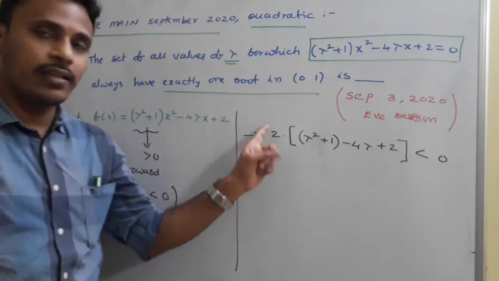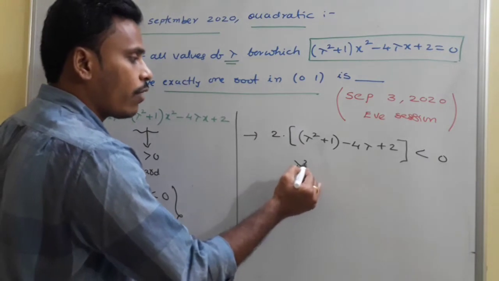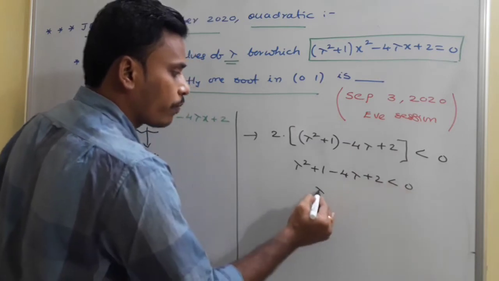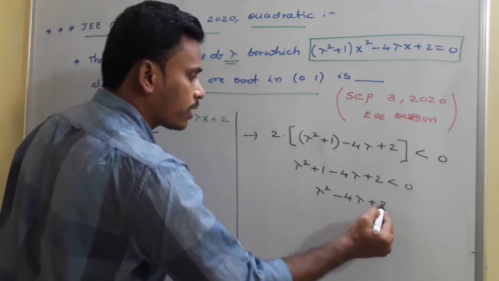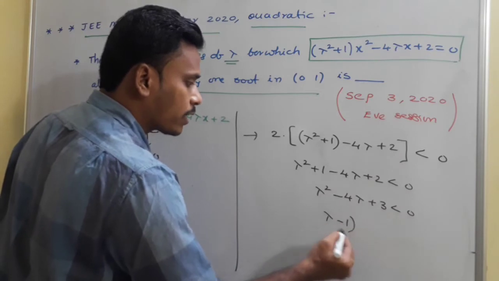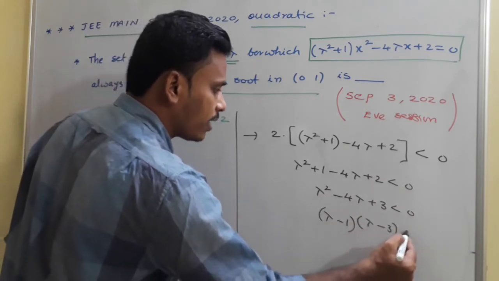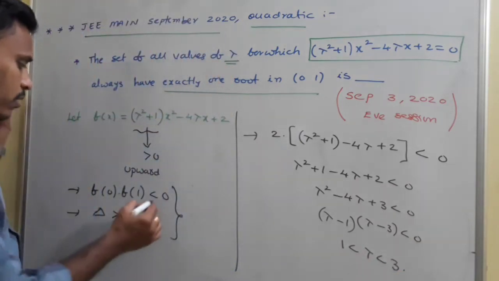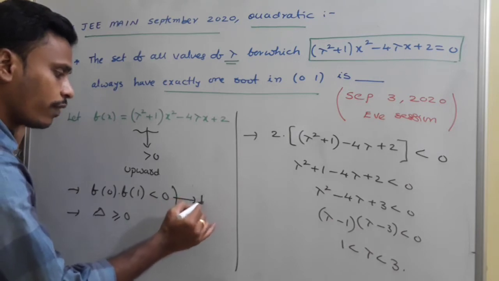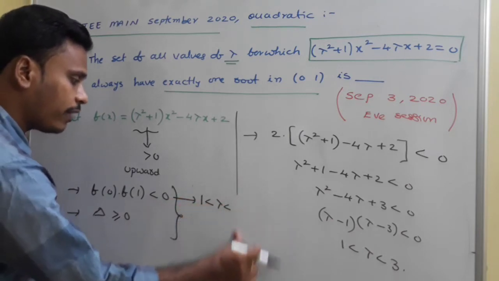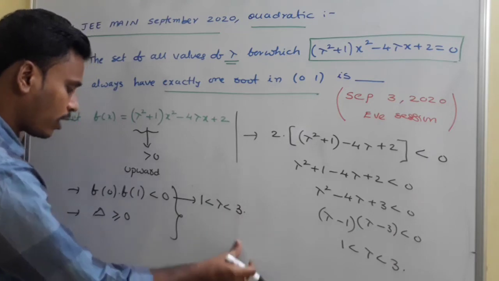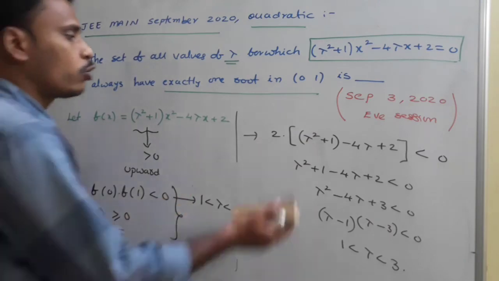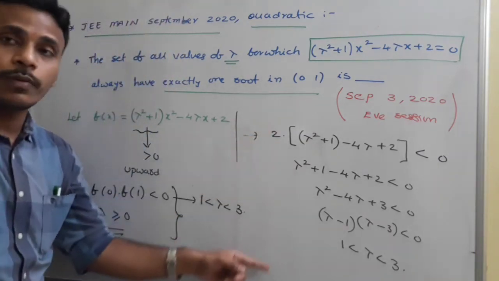So you just directly send this to that side. And on simplification, what we have? Lambda square plus 1 minus 4 lambda plus 2 is less than 0. Lambda square minus 4 lambda plus 3 is less than 0. (Lambda minus 1)(lambda minus 3) is less than 0. And it indicates that 1 is less than lambda less than 3. So from f of 0 into f of 1 less than 0, the restriction is that 1 less than lambda less than 3. And we need to check the other condition, which is delta greater than or equal to 0. After that, the common values of lambda we need to identify. So I am erasing this because of the space.